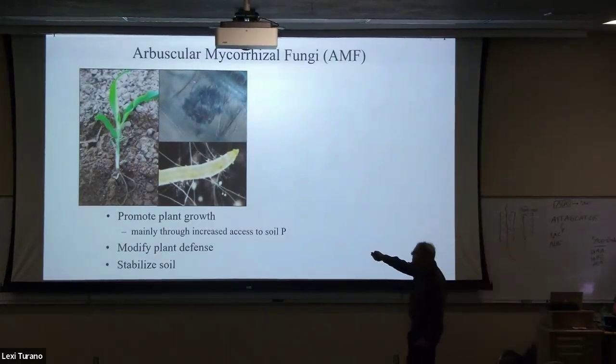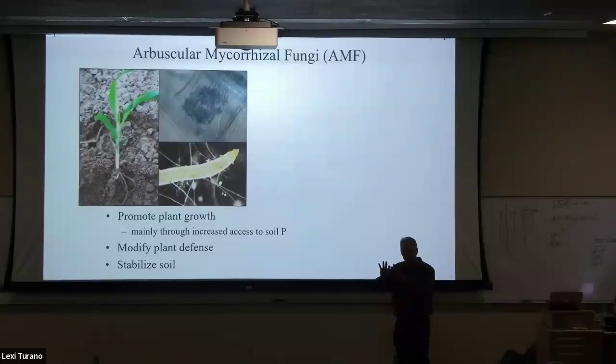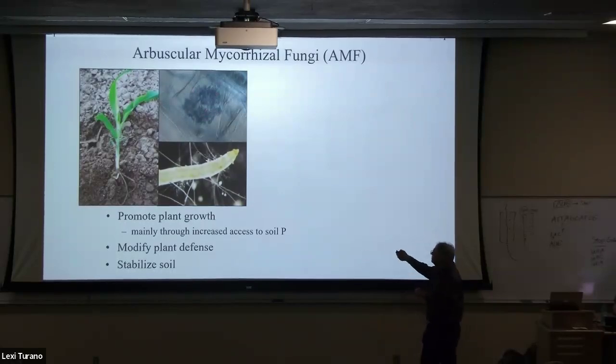Okay. This is the structure inside the cortical cell of the roots. It's an invagination of the plant cell membrane, and then the fungal cell membrane is pushed up against it in this highly branched structure to increase the surface area between the fungus and the plant. They're called arbuscular mycorrhizal fungi because of that structure. That's the structure that involves exchange of resources from the fungus to the plant, and exchange of resources from the plant to the fungus.